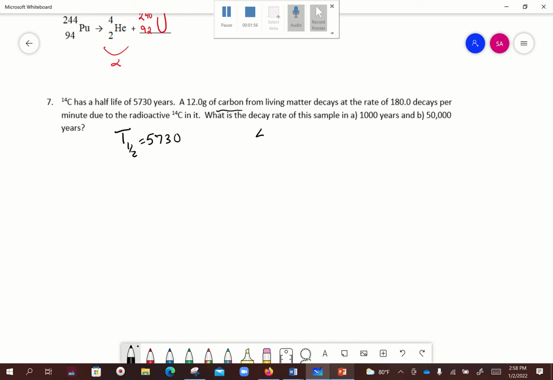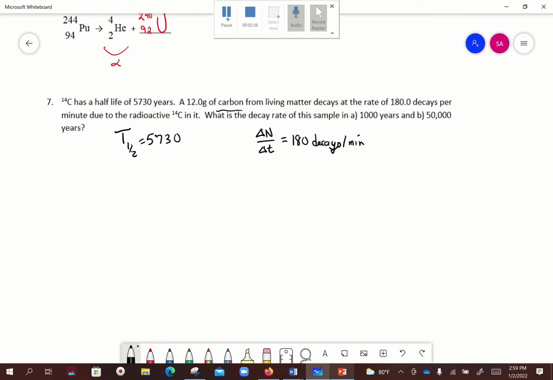So what is that? That's delta N over delta T. So that is 180 decays per minute. And we want to know what's the decay rate of the sample 1,000 years from now and 50,000 years from now. So when it's living, it's got 180 decays per minute. What is it after 1,000 years and after 50,000 years?